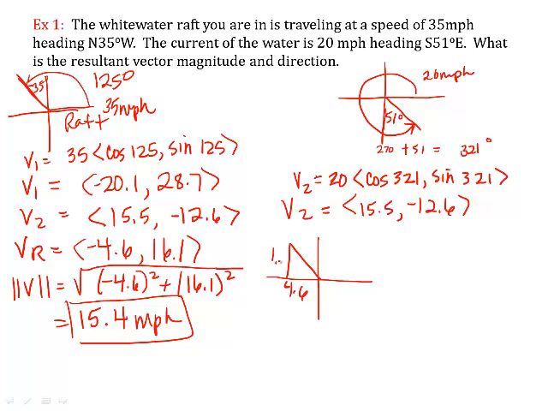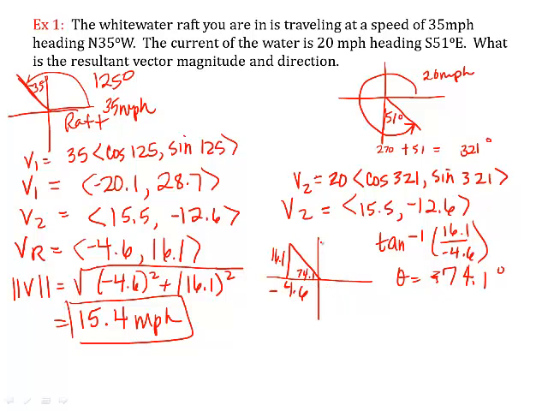And this is 16.1. So to find my angle, I have to do the inverse tangent of y over the x, and when I do that, I find out the angle is negative 74.1 degrees. Remember, we throw the negative out, so ignore that. 74.1 is this angle right here.